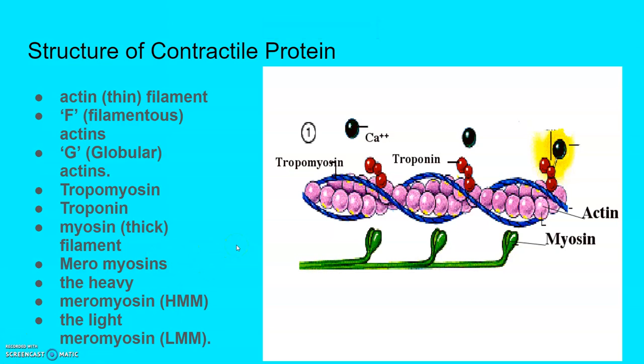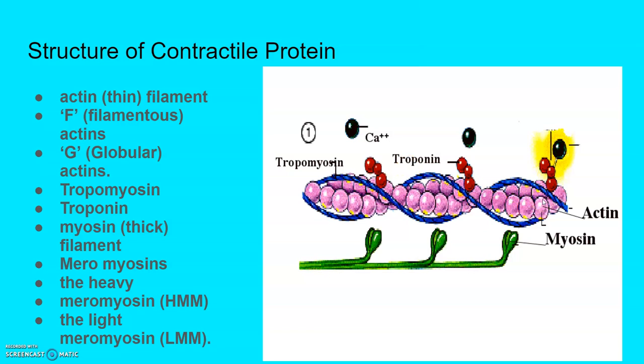Now let's begin with the next topic, that is structure of contractile protein. Now we have discussed actin and myosin. These are the two types of proteins which make a myofibril. The actin, which is a thin filament, is made up of F actin, which are helically wound around F actin, and it is a polymer of monomeric G globular actins.